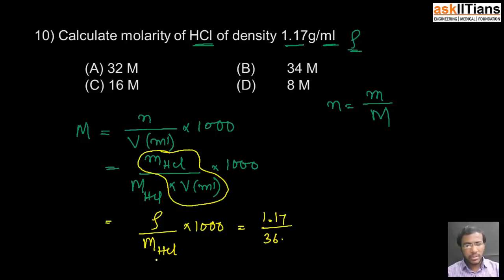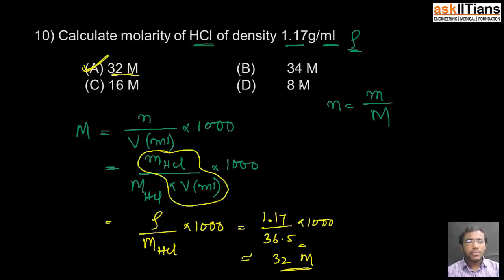Cl is 35.5, hydrogen is 1, so it is 36.5 into 1000. So if you calculate this one, you will get the answer. If you calculate this, you will get approximately 32 molar, that is 32 moles per liter. So this A is going to be the correct option.